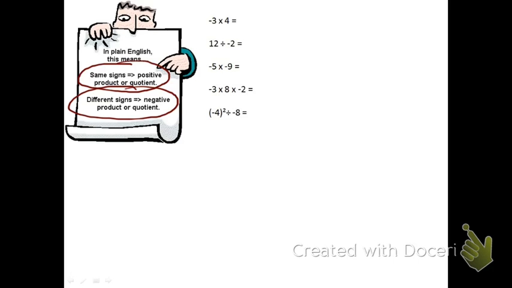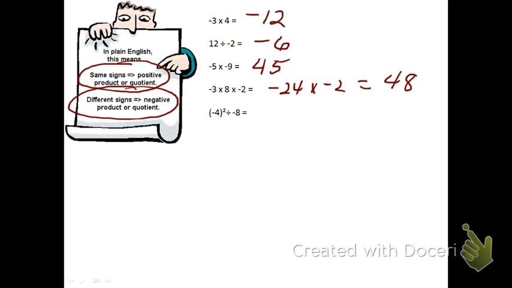So for practice, negative 3 times 4 is a negative 12. 12 divided by a negative 2 is a negative 6. Negative 5 times a negative 9 is a positive 45. Here we have more than one, so just take 2 at a time. Negative 3 times 8 is a negative 24, and then times a negative 2 gives us a positive 48.